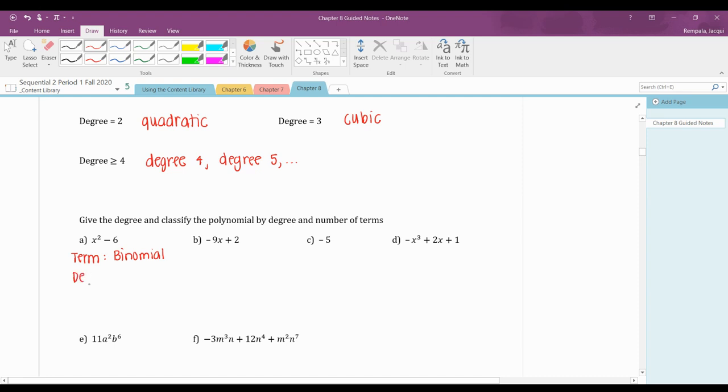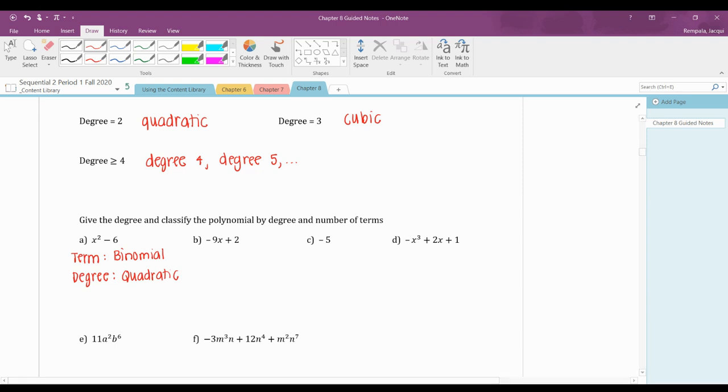So now when I'm looking at the degree, I'm looking at the exponents of the variables. Well, in this one, I only see one variable. I see an x. If I look at that exponent, it's a 2. Well, right above, we said degree 2 is a quadratic. So those are my two answers.